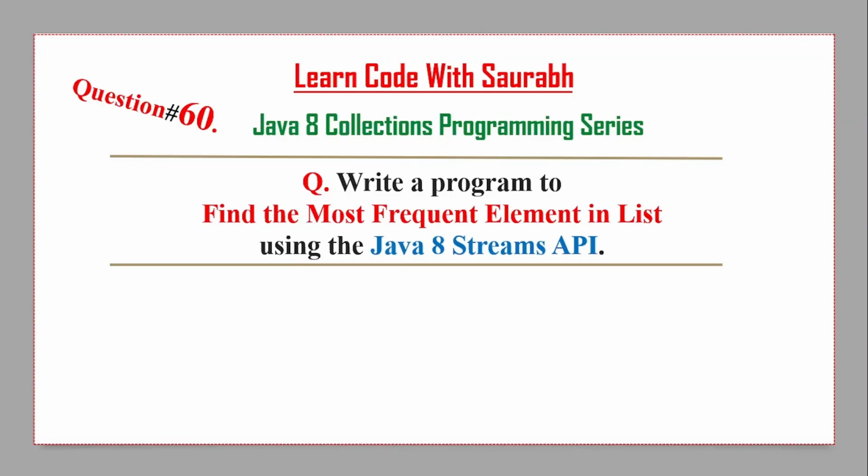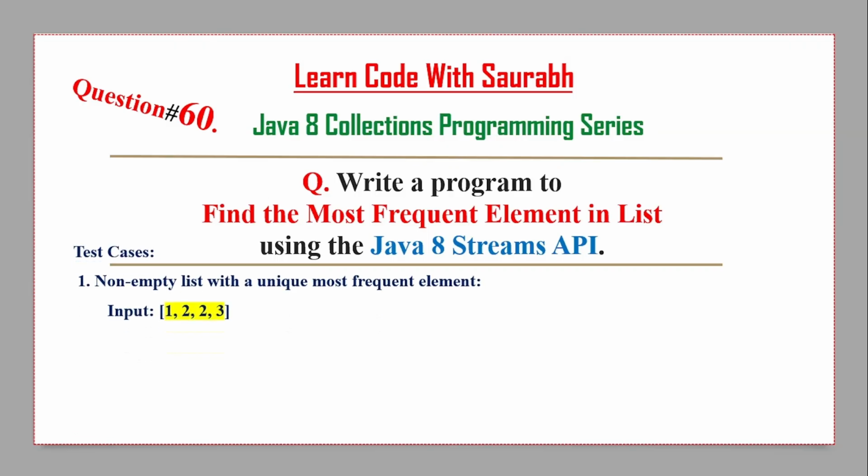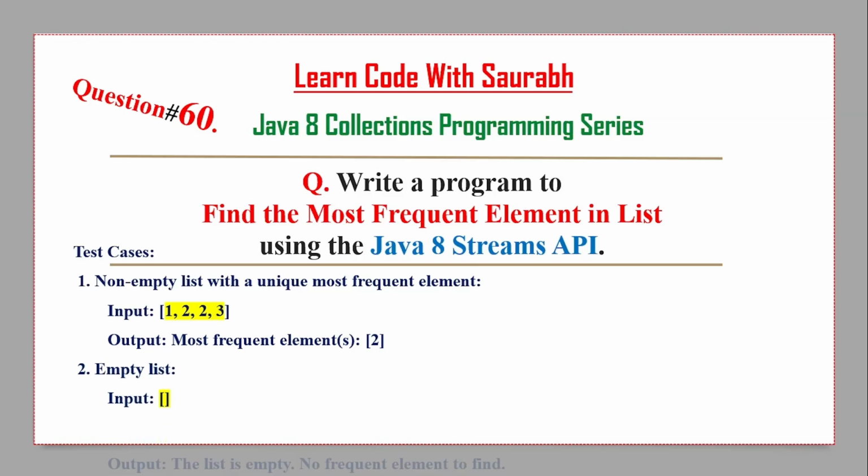Today I'm going to solve a program to find the most frequent element in a list using the Java Stream API. In this program, I will take some sample input. For example, a non-empty list with a unique most frequent element, such as 1, 2, 2, 3. In this case, I will get the output: most frequent element 2. And whenever we have an empty list, we will get: the list is empty, no frequent element.